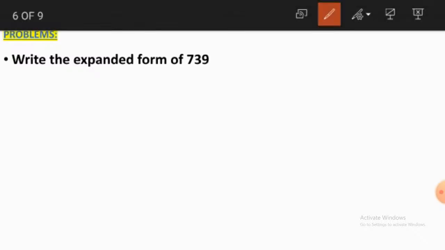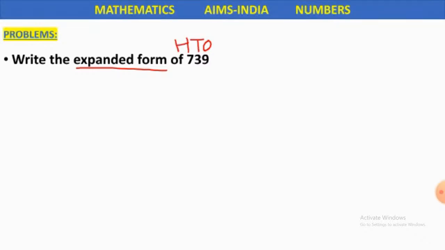Okay, done everyone? Okay, I'll now tell you the answer. Please check if you have got the correct answer or not. How do we write the expanded form? First, write the place values on top of the numbers, ones, tens and hundreds, and then write their place value.